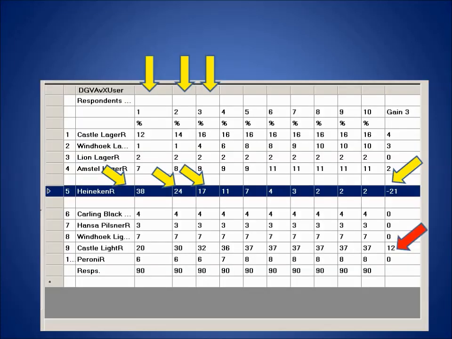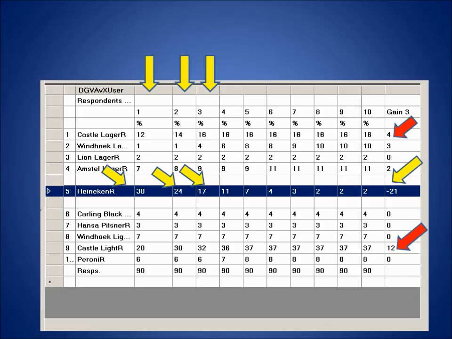You will remember from my naive perceptual map that I saw Heineken and Castle Lager as being the brands that are competitive. In fact, what we see here is when Heineken is put under pressure, then the users go to Castle Light. Only 4 of the 21% will go to Castle Lager.